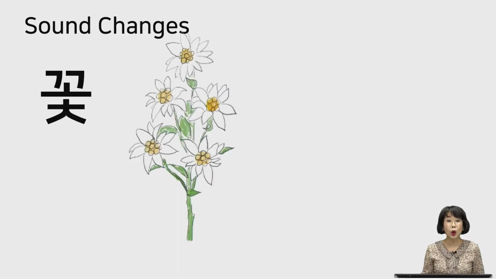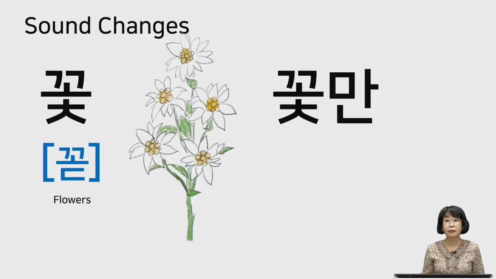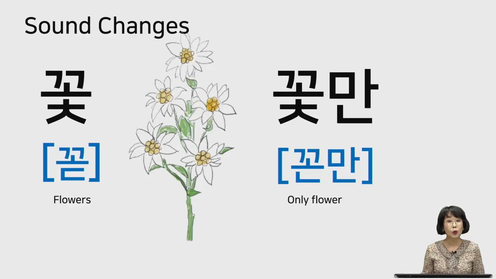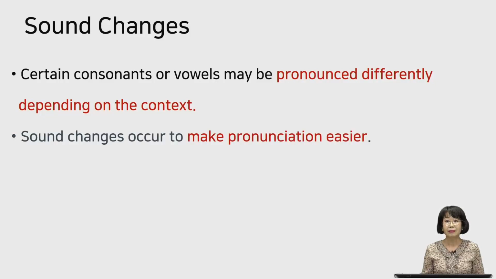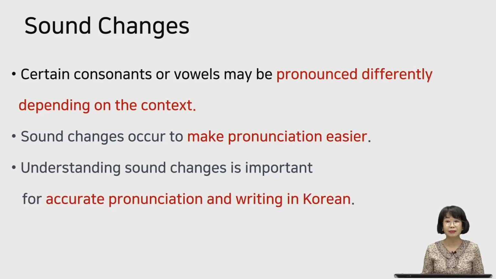꽃, 꽃만, 꽃만. Certain consonants or vowels may be pronounced differently depending on the context. Sound changes occur to make pronunciation easier. Understanding sound changes is important for accurate pronunciation and writing in Korean.